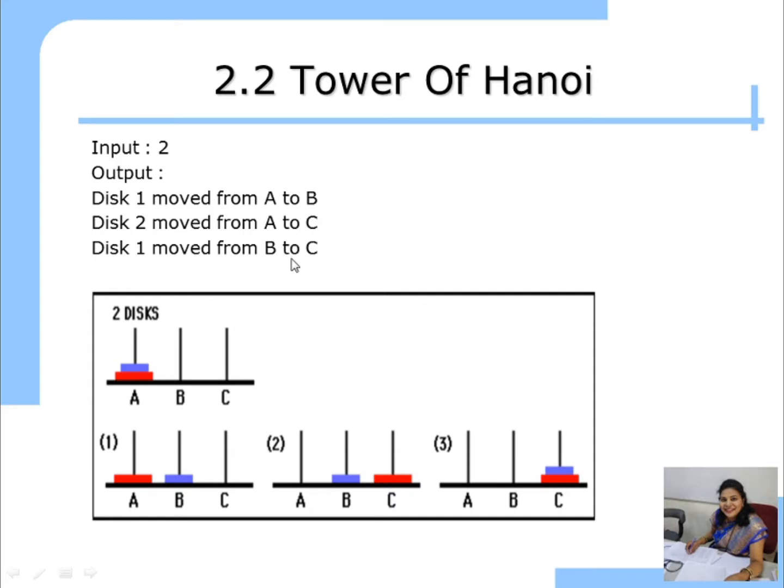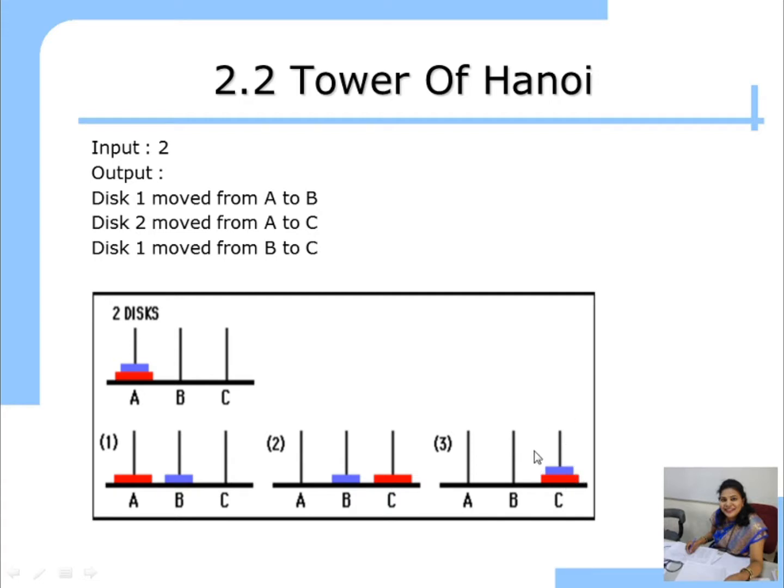So by applying these three rules, let us move all the discs from A to C by using the temporary pole B. So the first move is to move disc 1, that is the blue disc, to B. After this, move the red disc, that is the larger disc 2, to C. And then move disc 1 from B to C. See, move disc 1 from A to B, then disc 2 from A to C, see here, and move disc 1, which is present here, from B to C.